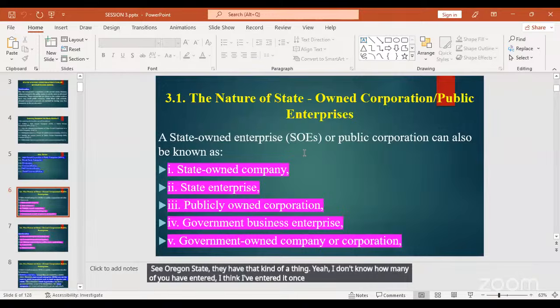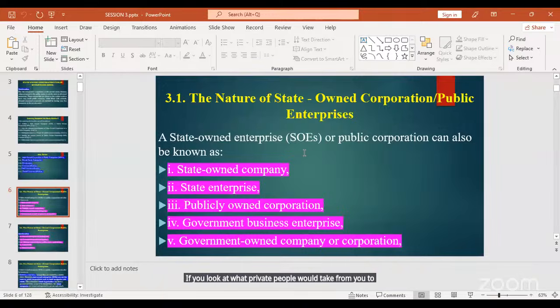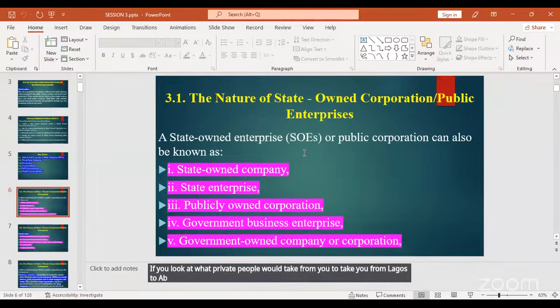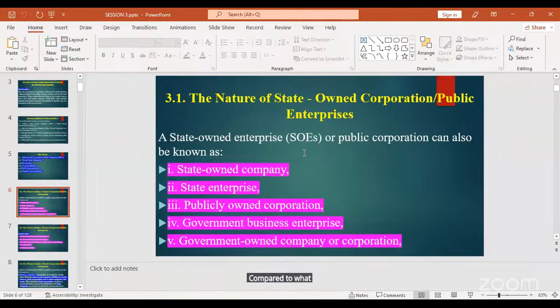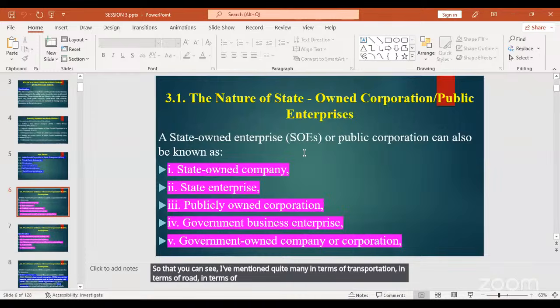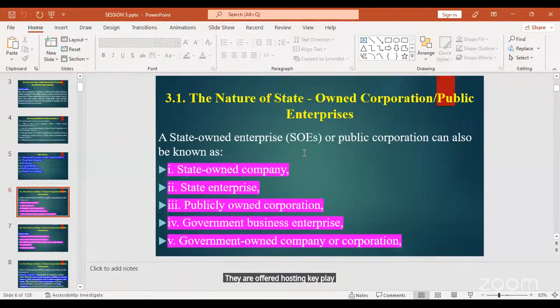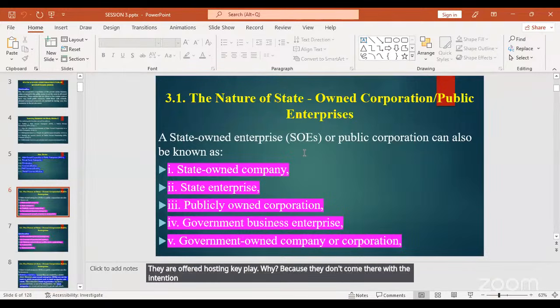I don't know how many of you have entered; I think I've entered it once. If you look at what private people will take from you to take you from Lagos to Abeokuta, it's almost five times compared to what government is taking. Why? Because they are giving welfare. So I've mentioned quite many in terms of transportation, road, hospital, and school. For you to see that government actually comes into businesses, they offer those things cheaply. Why? Because they don't come there with the intention to make profit and to maximize profit. I'm going somewhere.